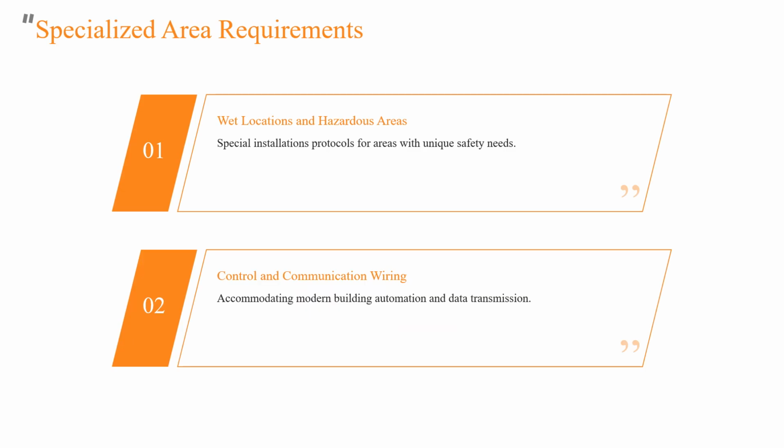Specialized area requirements for wet locations and hazardous areas are very essential, as protocols for these areas address unique safety needs. Control and communication areas accommodate modern building automation and data transmission. Commercial buildings, for example, have different wiring requirements than residential structures, and even within a building, wiring for electronic devices differs from that needed for heavy machinery, which have specific needs and regulation.